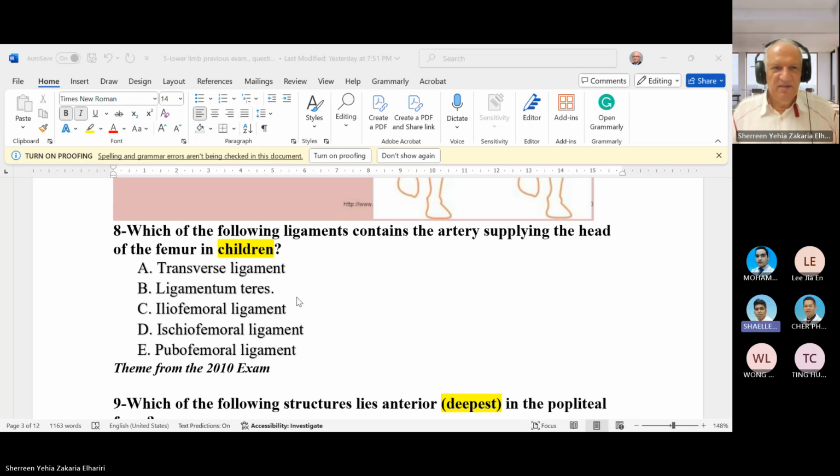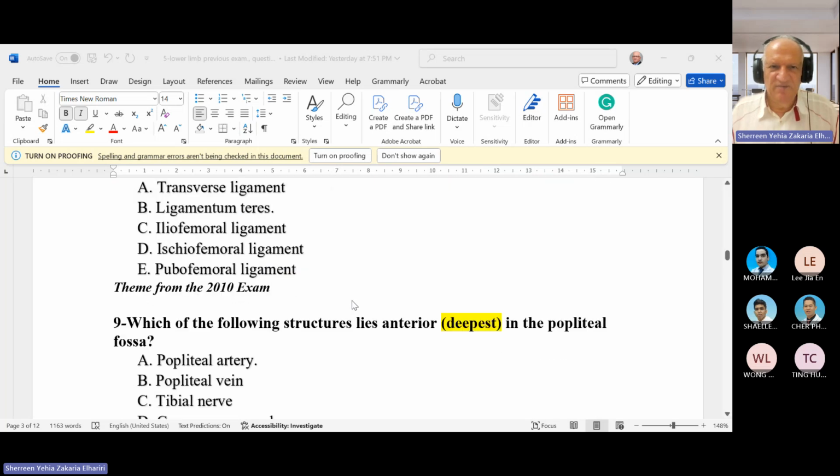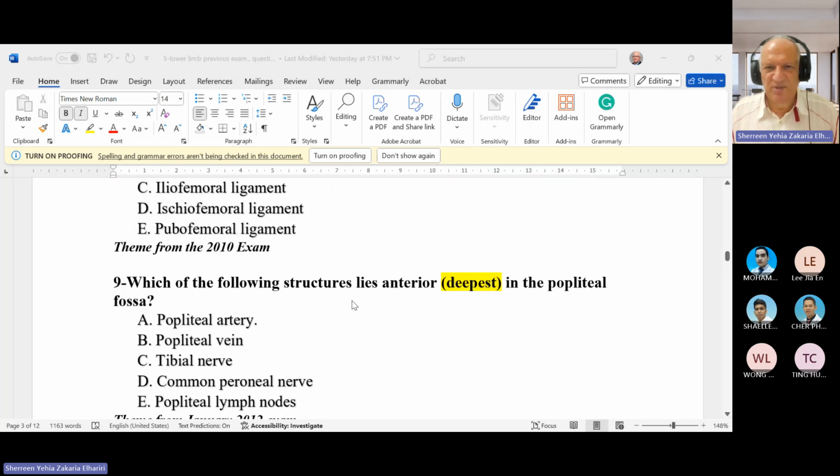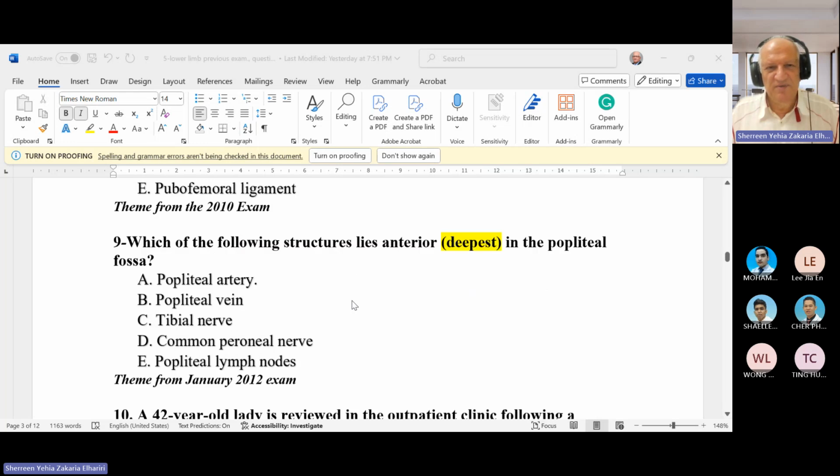Which of the following ligaments contain the artery supplying the head of the femur in children? This would be ligamentum teres, because it is in children. After that, the blood supply is mainly through retinacular blood supply, and it is important for avascular necrosis in supratrochanteric fracture of neck of femur.